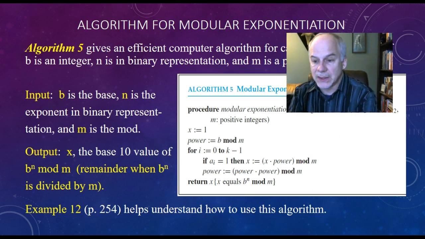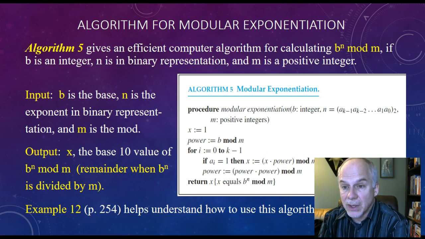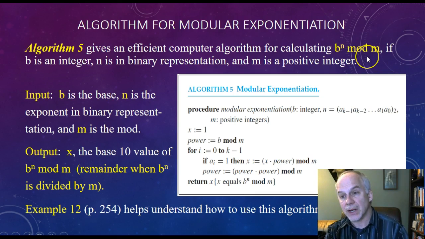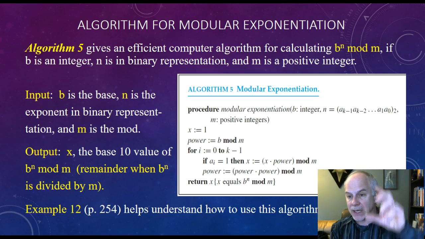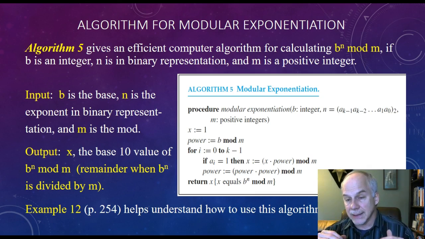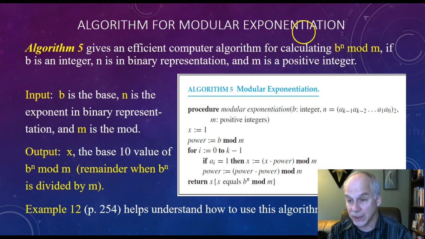All right, so this is called an algorithm for modular exponentiation. Algorithm 5 gives an efficient computer algorithm for calculating b to the power of n mod m. In other words, what's the remainder when you take b to the power of n and then divide that by m? That's what's needed for encryption and decryption of messages sent over the internet. If you have an encrypted file that's sent over the internet, the computer has to be able to do these types of calculations efficiently, okay?